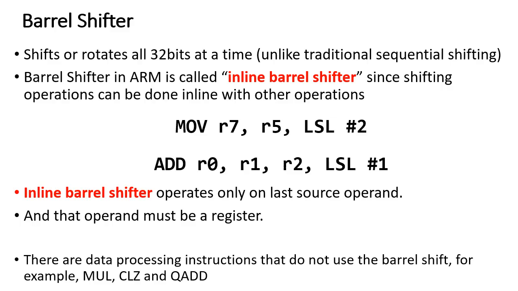Now let us see some characteristics of a barrel shifter, which are more interesting because barrel shifter is a completely unique type of shifting when compared to shifters in any other processor. Barrel shifter shifts or rotates all 32 bits at a time. That's what I showed in my previous animation. So all the 32 bits in a register are shifted at a time.